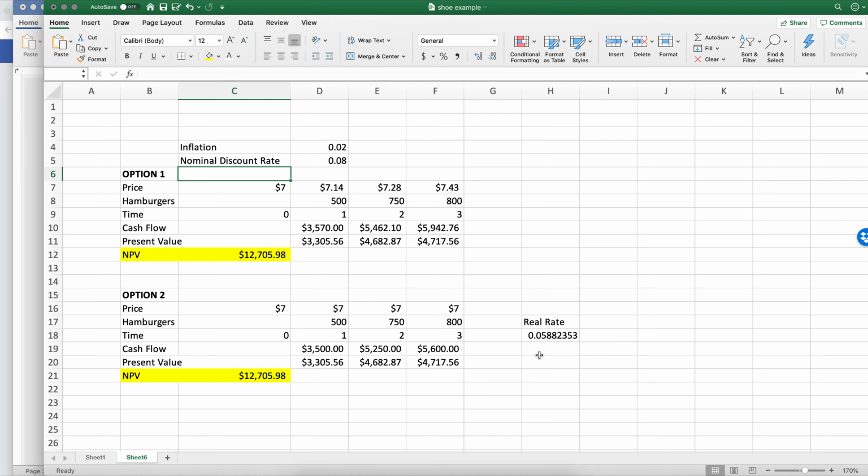So on a test, a likely question would be, what is the real rate? And so you'd have to calculate this, and then you'd have to figure out if it should be between the nominal discount rate and inflation. And it is, because it's 5.8%, and that makes total sense because it's going to be between one and the other. So anyway, the answer is they're both the same. Option 1 and 2 yield the same result, and the reason is we're implicitly doing the real rate calculation in this equation. We just don't realize it.